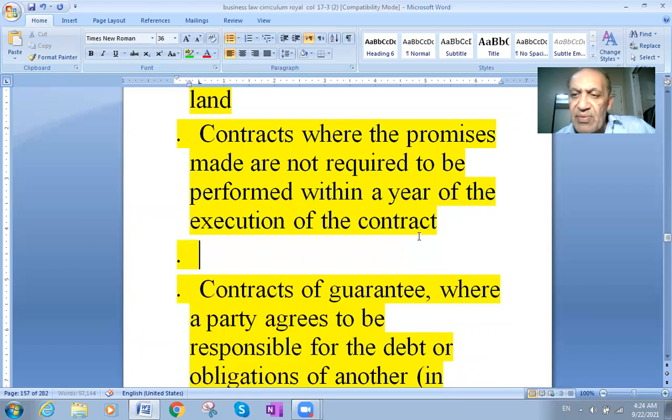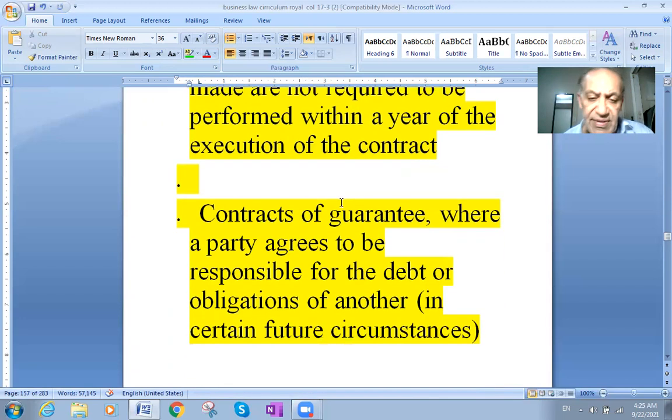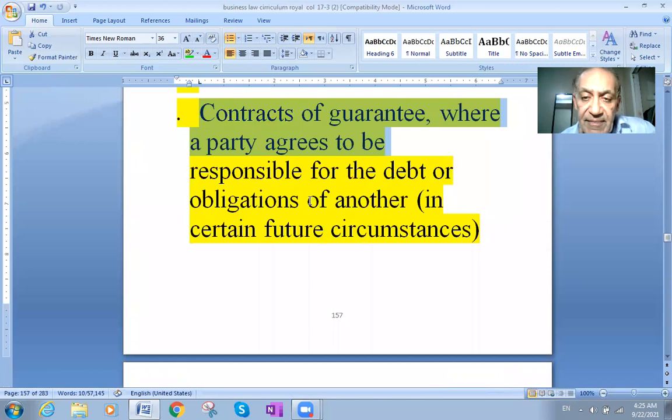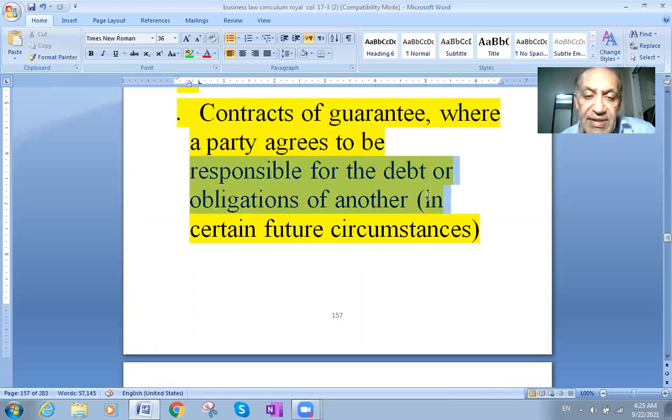So something like you hired a developer and he will do some improvements or renovation in your house, and this will take 4 or 5 months. It can be verbal, but for more than 1 year, you must sign a contract for this. A contract of guarantee is also something that must be written, where a party agrees to be responsible for the debts or obligations of another.